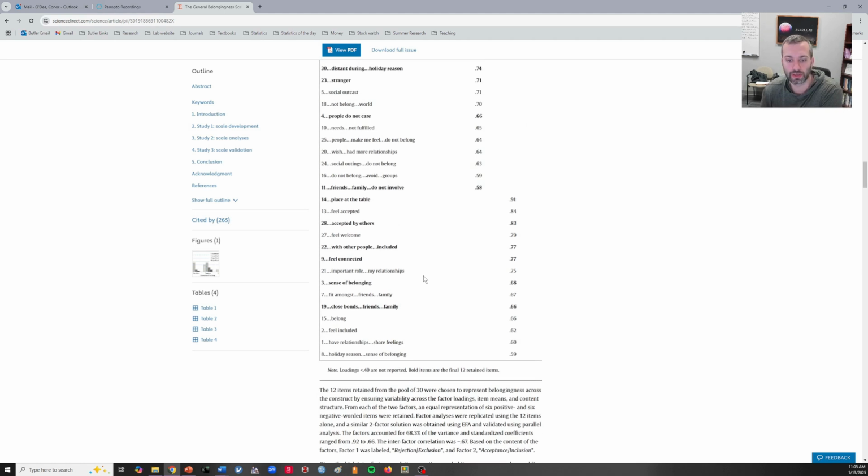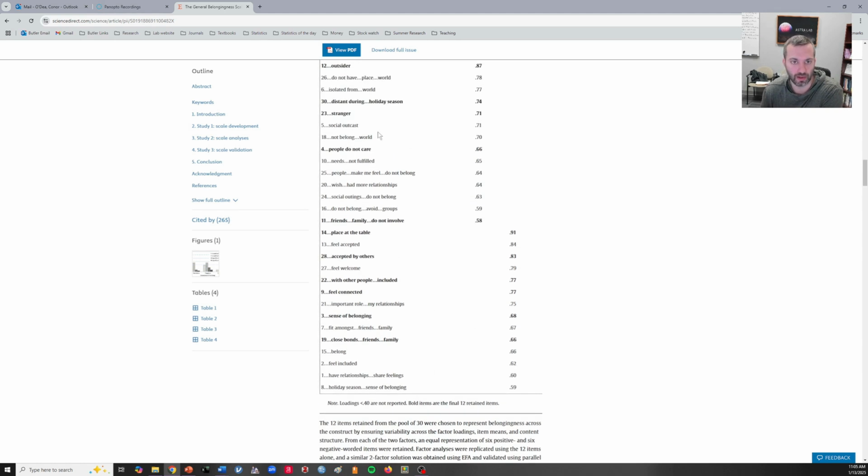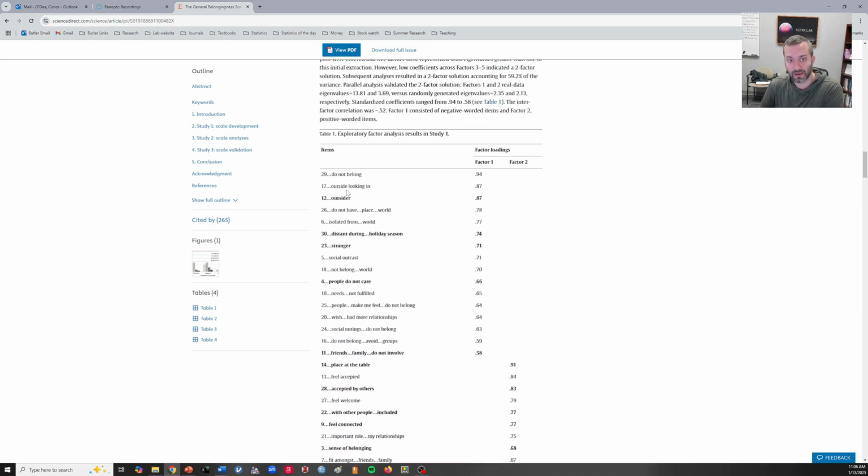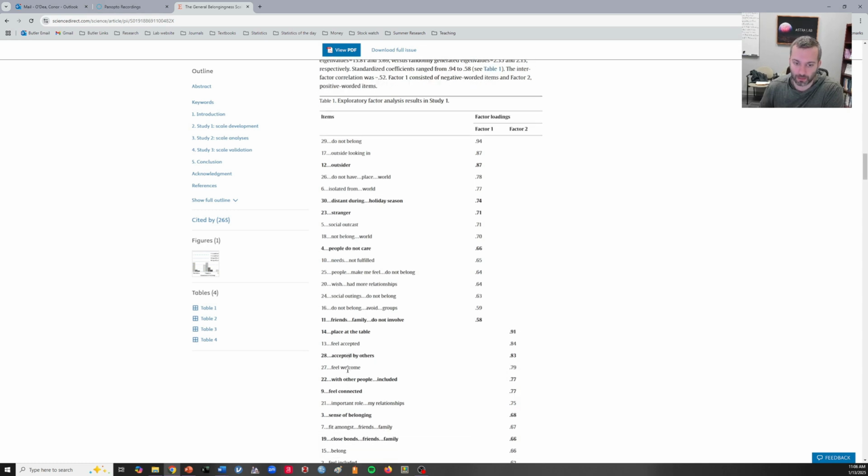And then we would want to know, what are the bold items versus the other? And it says down here in the note, bold items are the final retained 12 items. So if we were going to use this scale, we would only want to use the bold items, and then we're good to go. So now, if I'm looking at these, does this measure social belongingness?